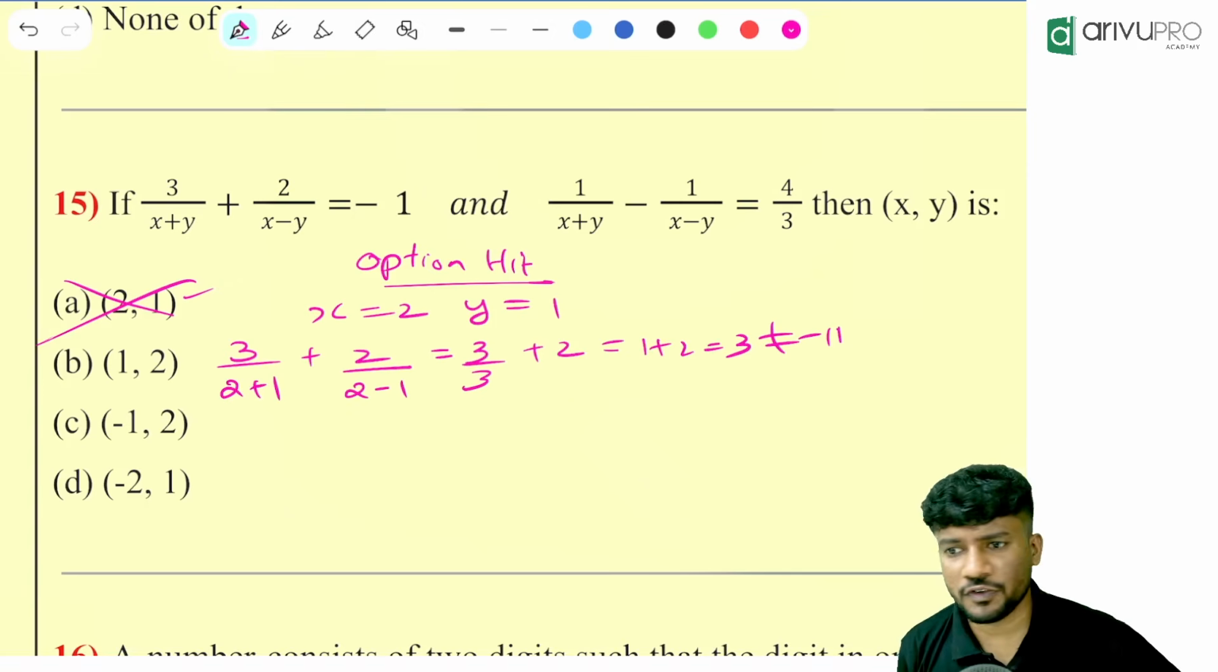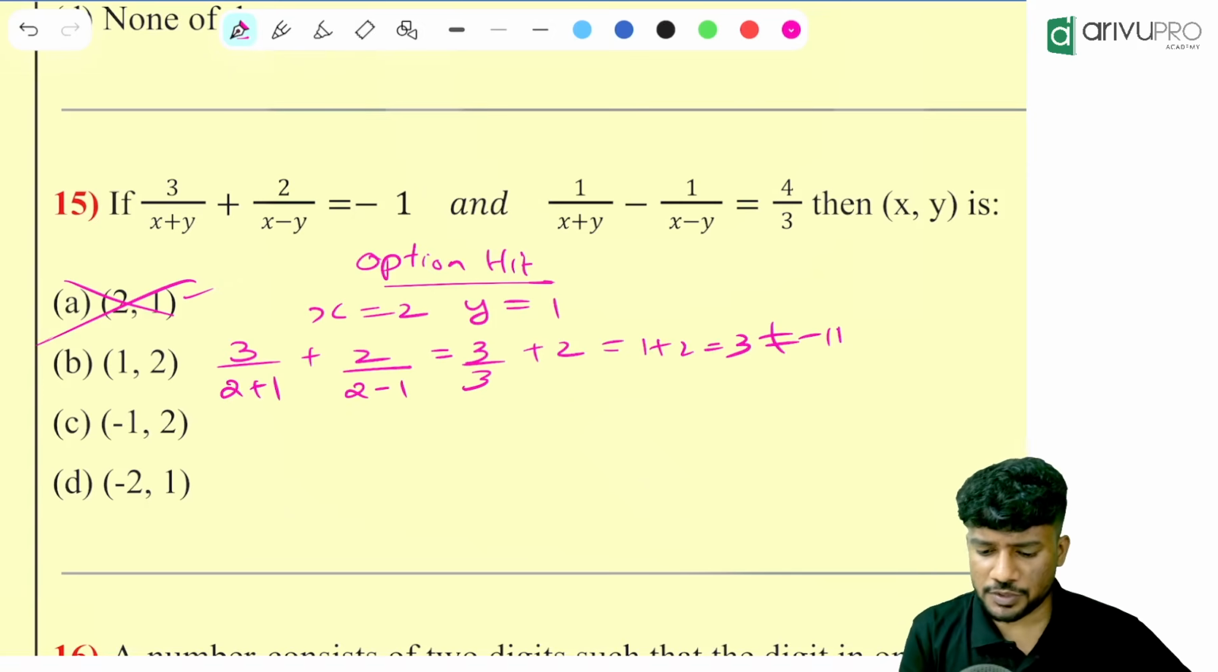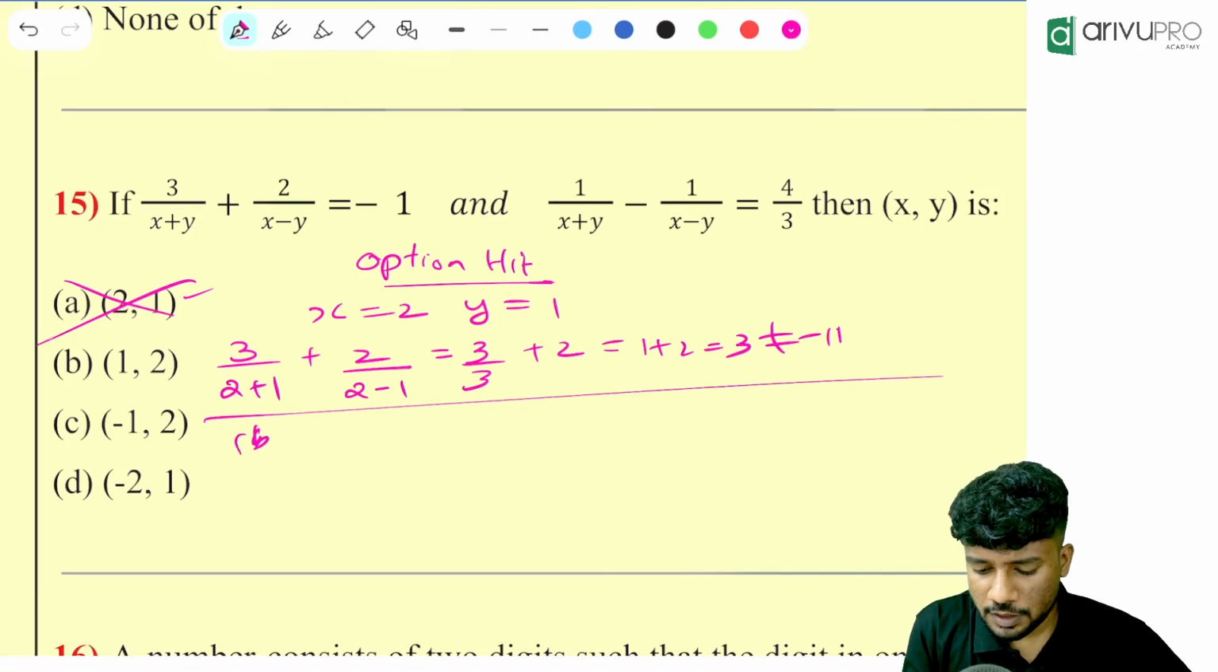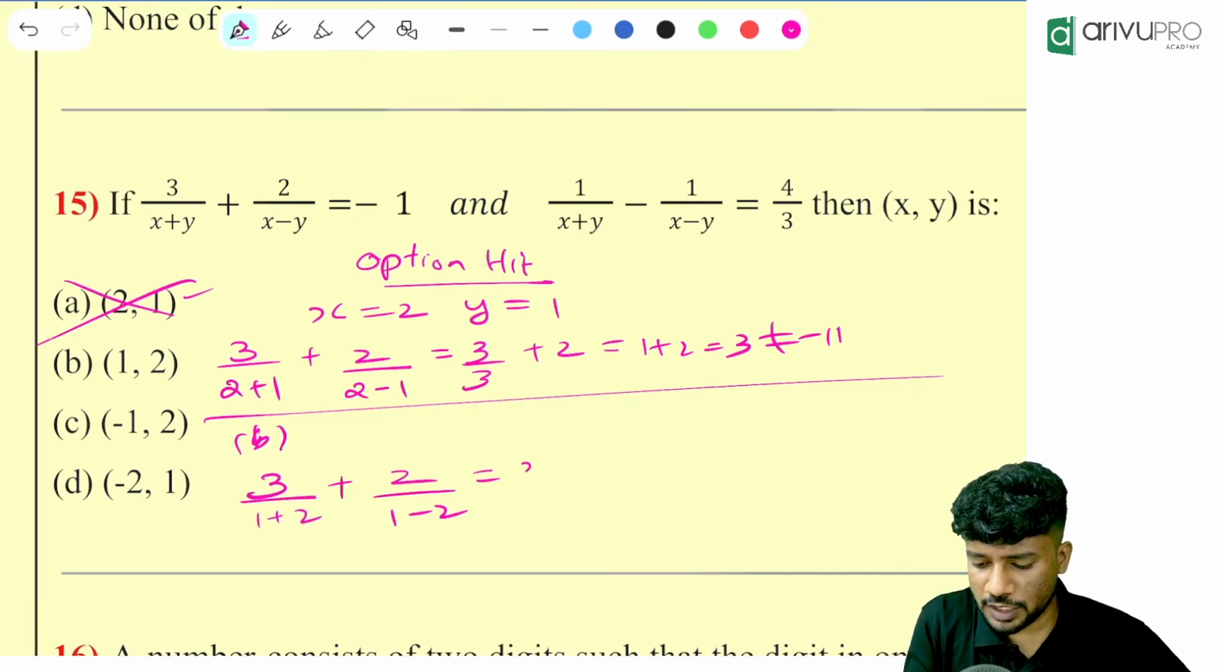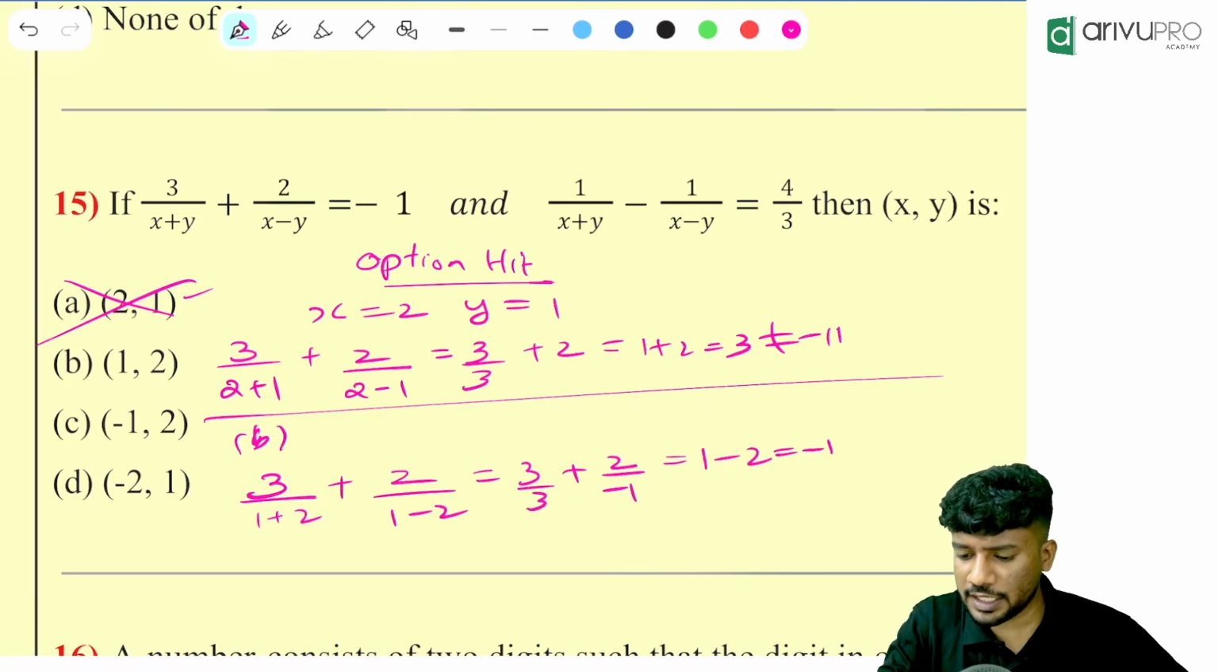First option is wrong for everyone. Yes. Try the next option. Try option B. That means you will try it like this. 3 divided by 1 plus 2 plus 2 divided by 1 minus 2, which is equal to 3 by 3 plus 2 divided by minus 1. That is nothing but 1 minus 2, which is equal to minus 1. That is satisfied. Try the second equation.